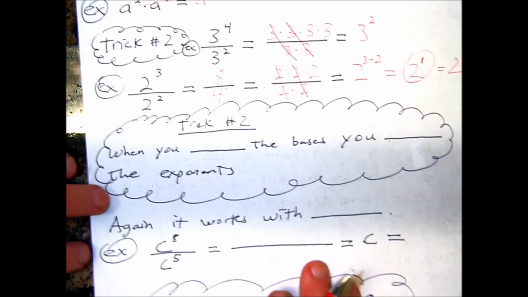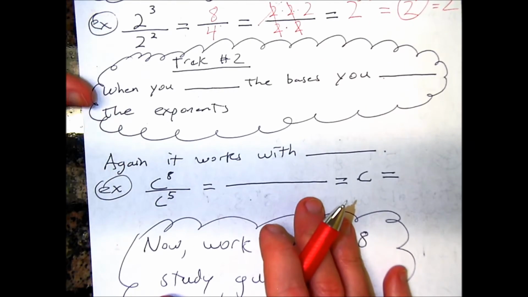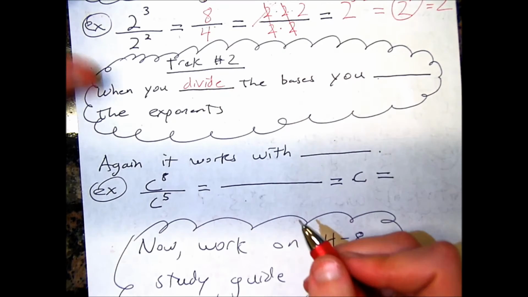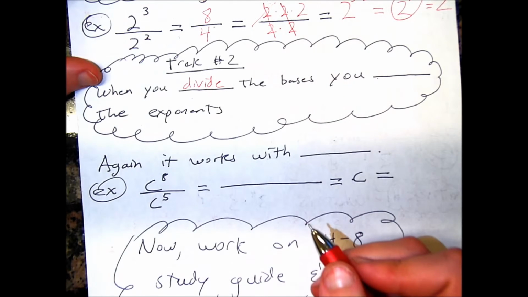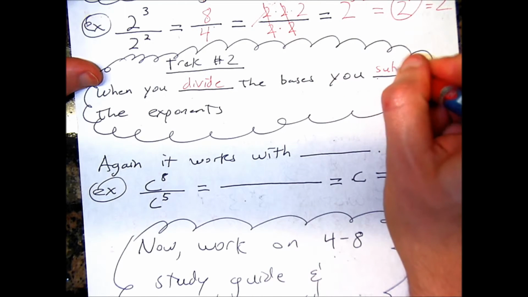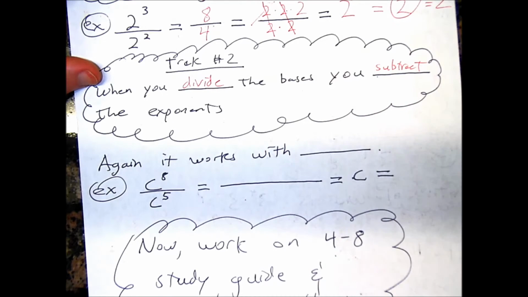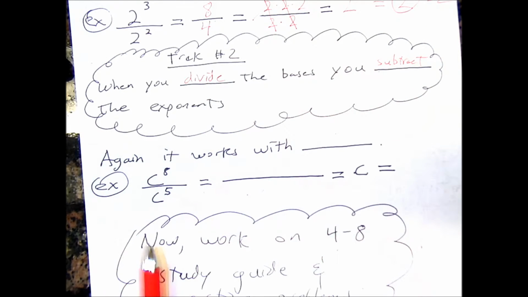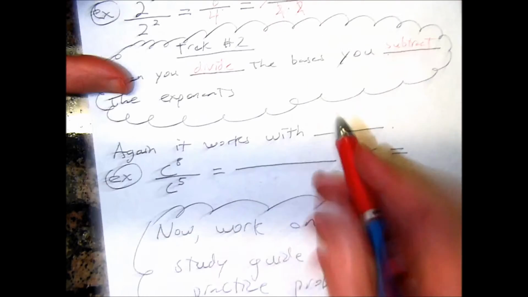So I hope that's not confusing. So when you divide the bases, you subtract the exponents. That's the idea for the second trick, okay? When you divide the bases, you subtract the exponents. And again, this works with variables.